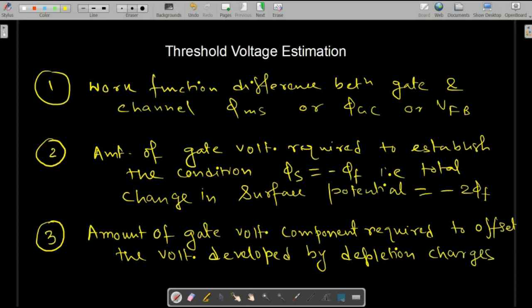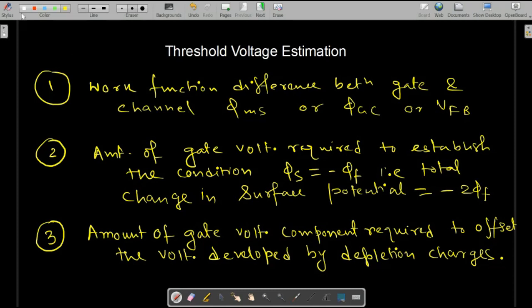What is that? When you are applying a positive gate voltage, the majority carrier holes present near the oxide interface, because we have a p-type substrate, are repelled back into the substrate, and they leave some negative ions. We have already discussed that situation in case 2 and case 3, that is carrier depletion and carrier inversion condition. So they leave some depletion charge. Whenever there is a charge, there will be some voltage.